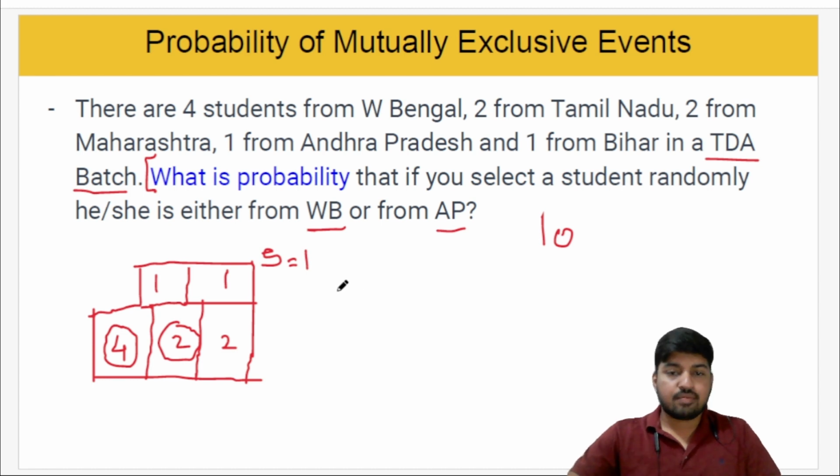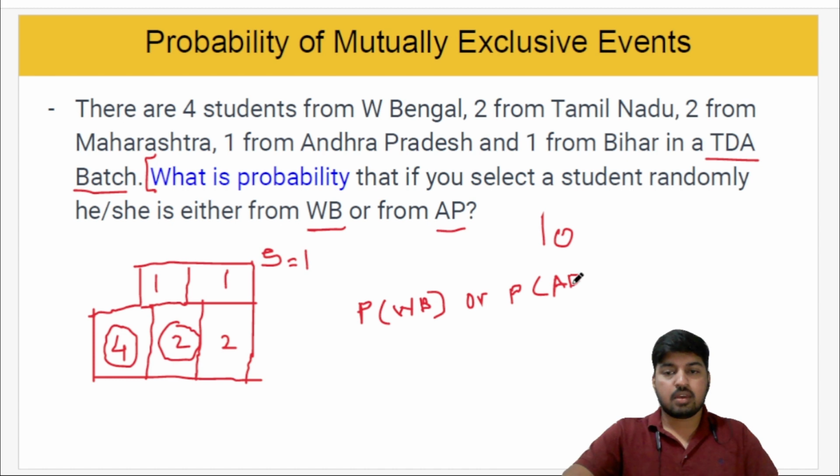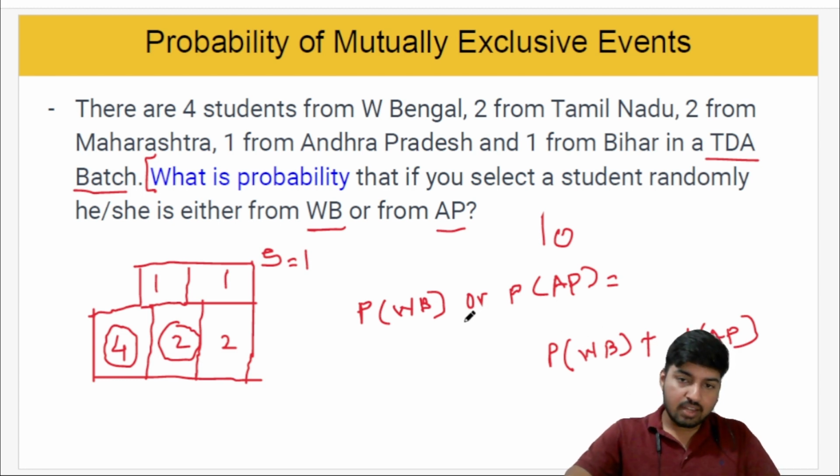How to calculate that? So probability of WB or probability of AP is equal to probability of WB plus probability of AP. Okay, whenever you are getting "or", you match it with the plus sign. Whenever you are getting "and", you match it with multiplication. Okay, so this is the rule of thumb.